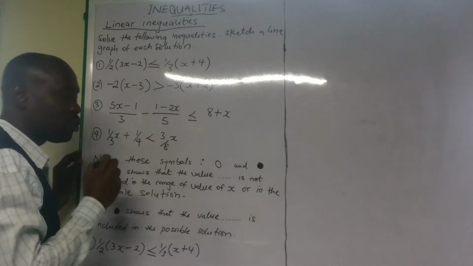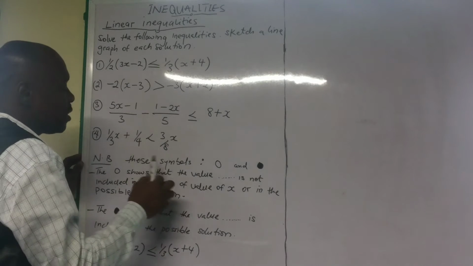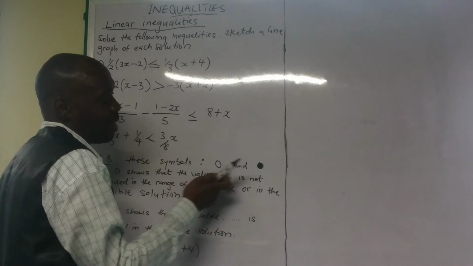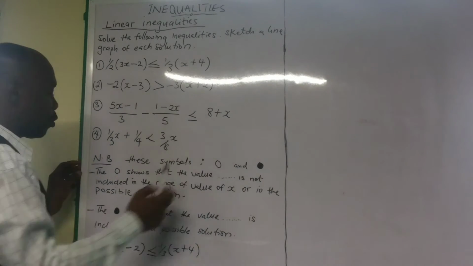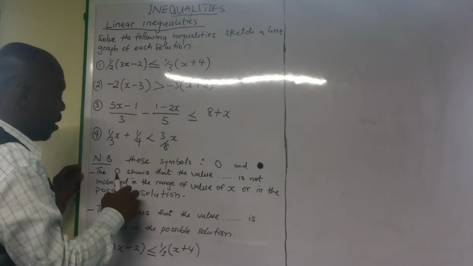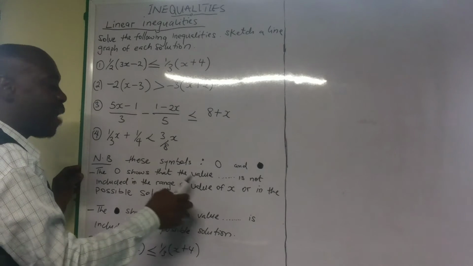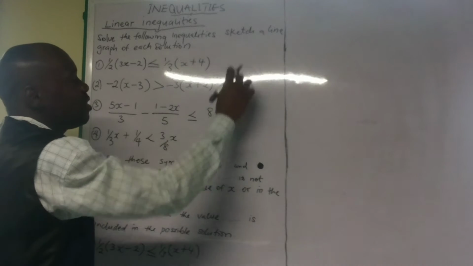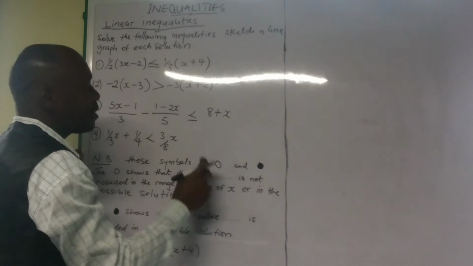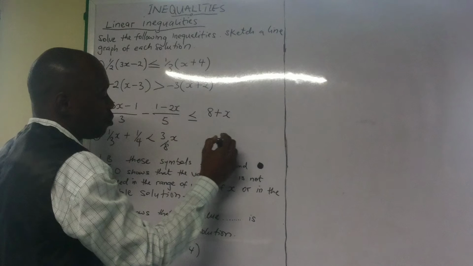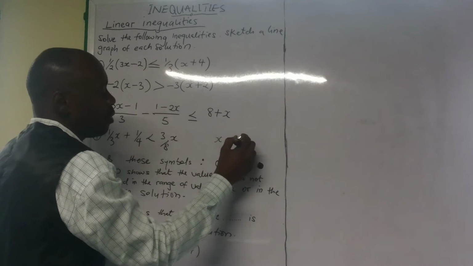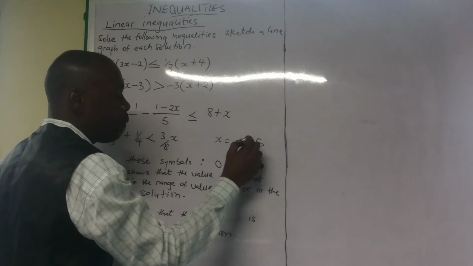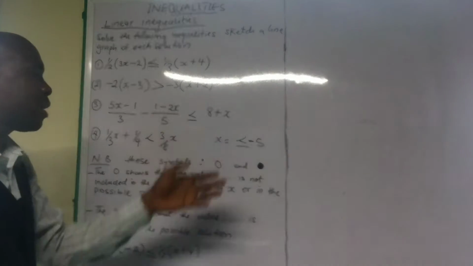Then I want us to note something about these two symbols, the one that looks like this and this one. The very first one shows that the value, meaning whatever answer we get from each question, let's assume the first one we arrive at x less than or equal to 5, let's say less than or equal to minus 5.